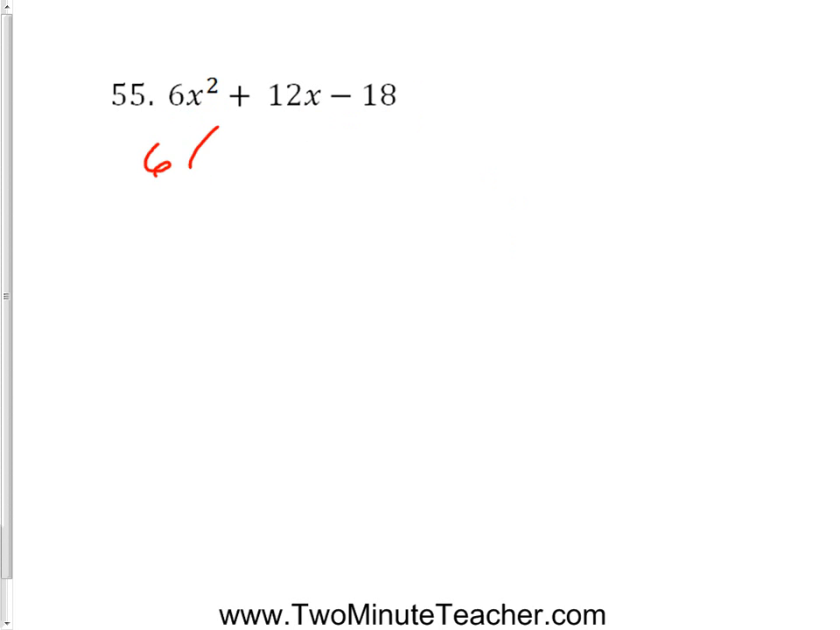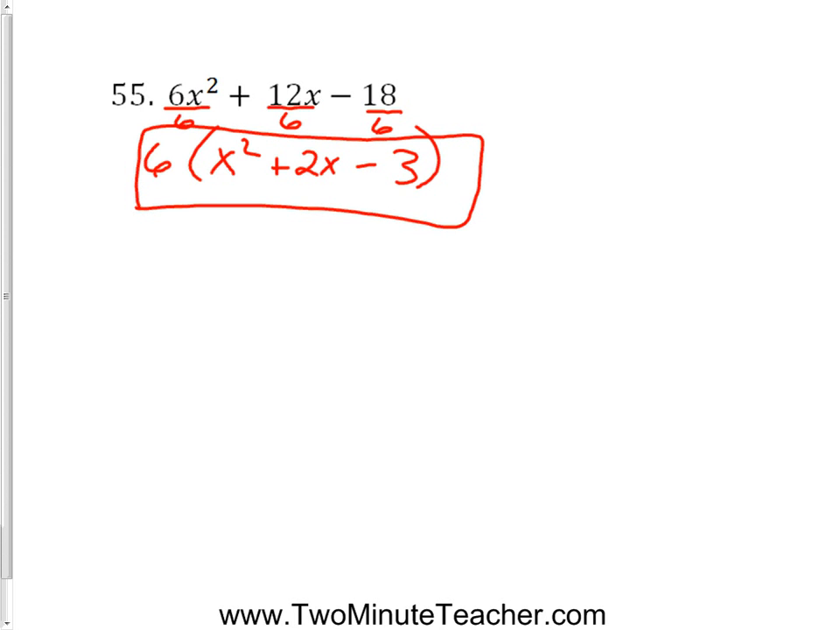Once I've got that 6 factored out, then I should see what I have left. Factoring out a 6 like this means dividing by 6, so I'm dividing each part by 6. 6x squared divided by 6 makes x squared. And then 12x divided by 6 makes 2x. And negative 18 divided by 6 makes negative 3. All right? And then some people just feel so good that they got that 6 out that they say, there's my answer. Wrong. It needs to keep going, if it can, anyway. And this one can't.